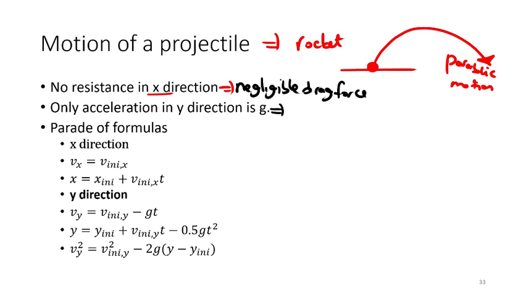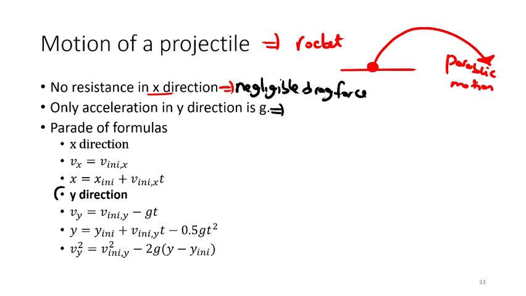The formulas that you will use for the x direction: the velocity doesn't change, because there is no friction force or acceleration in the x direction. Therefore the position in the x direction will be the initial position plus the velocity times the time.